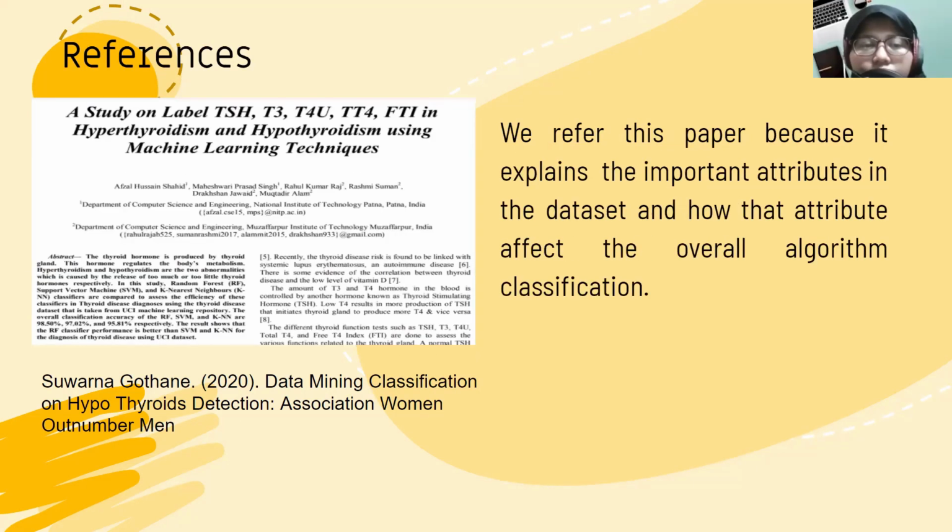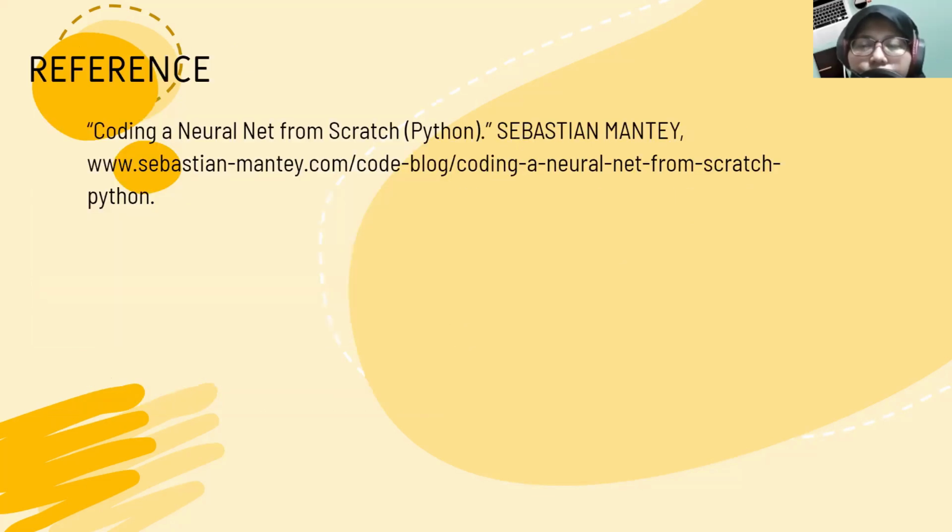And lastly, a study on label TSH, T3, T4U, T4, FTI in hyperthyroidism and hypothyroidism using machine learning techniques by Suwarna Gothane, 2020. And also we have a few references for our coding for a neural network from scratch in Python by Sebastian Mazur.